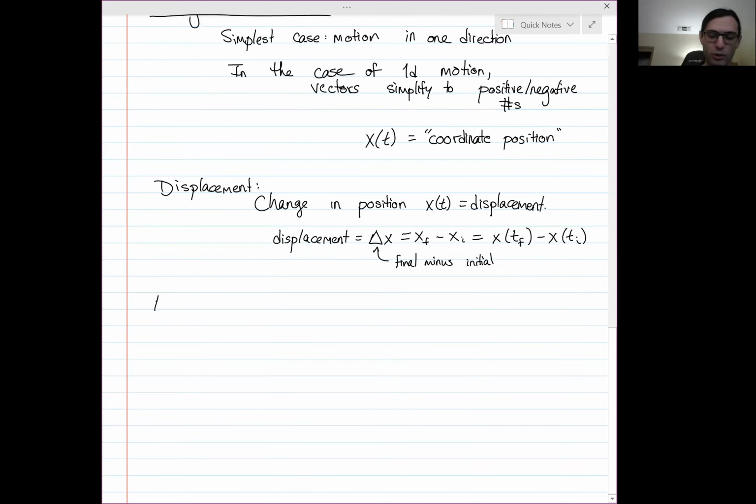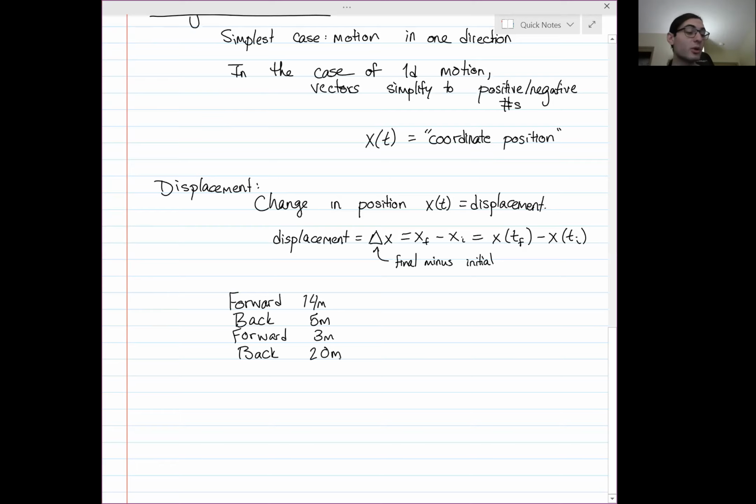So just a quick example. It's written out in the notes, but I'll talk you through it. Let's say a person walks forward 14 meters, then backwards 5 meters, and then forward 3 meters, and then backwards 20 meters. What's the total displacement? So we would have forward 14 meters, back 5 meters, forward 3 meters, and back 20 meters.